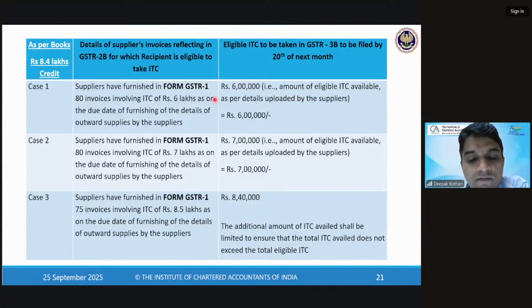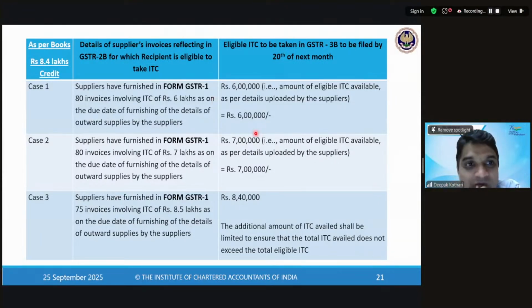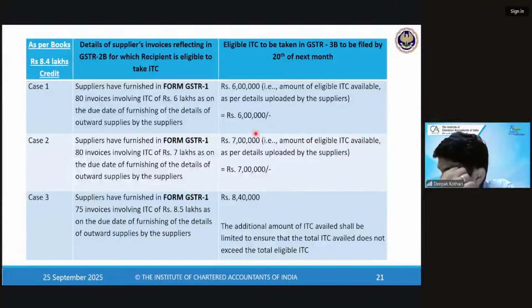Good evening, sir. Currently the ITC is showing on my 2B, but I am not in possession of the tax payment document. But I have claimed that ITC by seeing the 2B form. So just tell me if I'm correct or wrong. I reversed it in the current month, and in the next month I got the tax invoice, tax payment document, and then I claimed it. Is it okay? Correct. Yes, that's the correct thing. Thank you, sir.